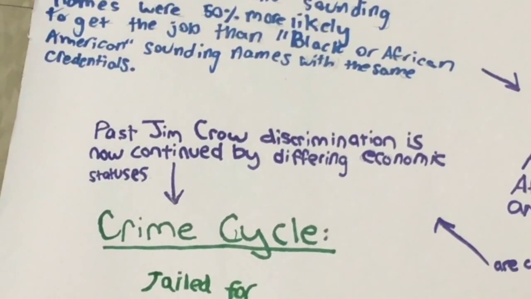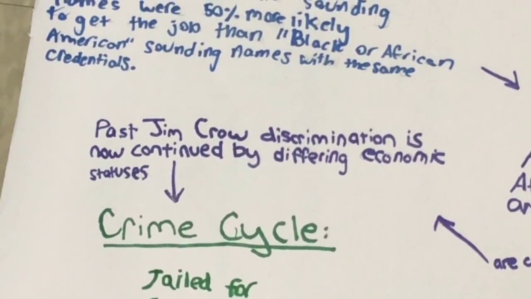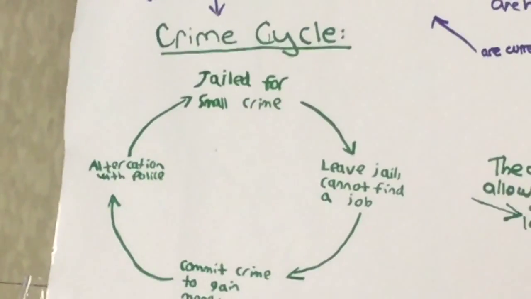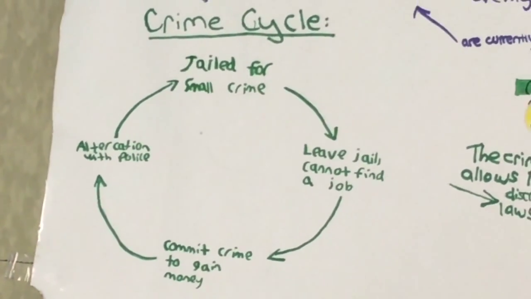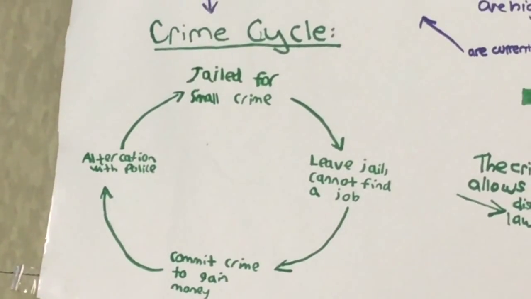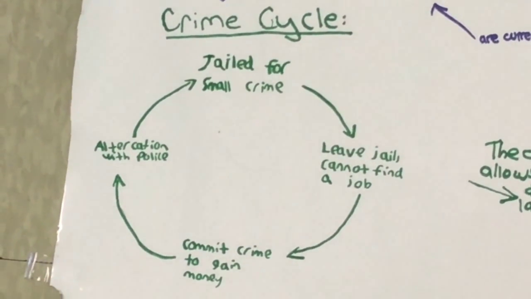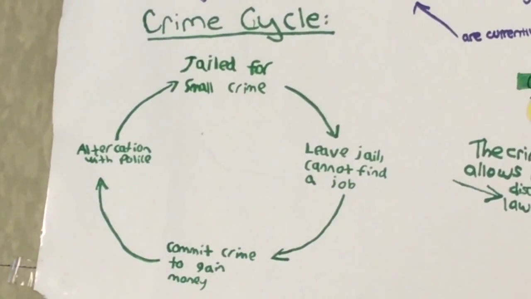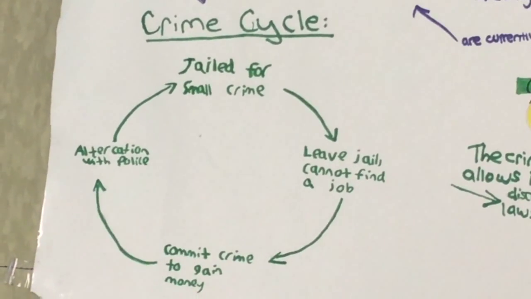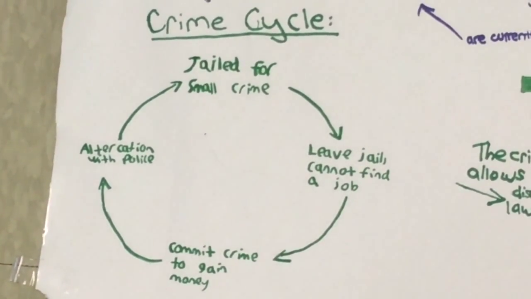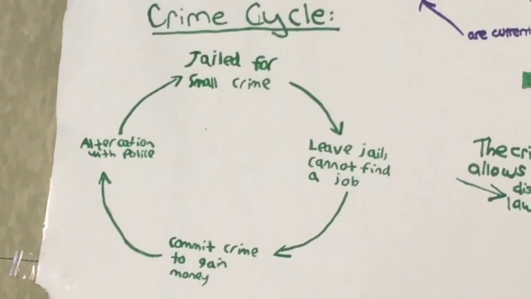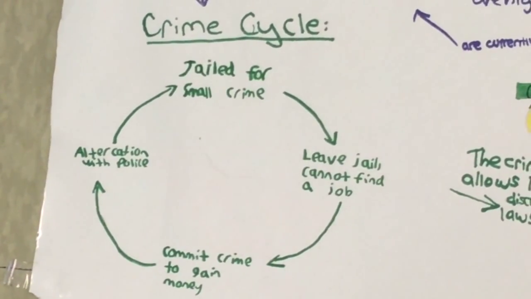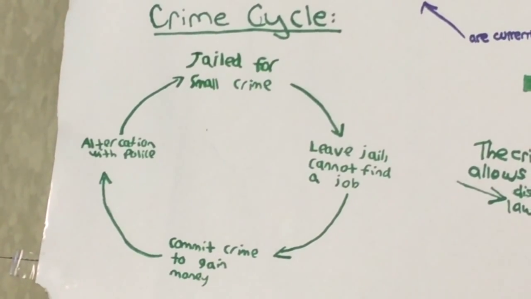Now, the thing that police discrimination, job discrimination, and differences in poverty levels all come together to create is the crime cycle. This crime cycle perpetuates in a person being jailed for a small crime, leaving jail, but because of that little box they have to check on a job application saying, yes, I have committed a felony, they cannot find a job. So they need money, so they commit a crime to get money. But then they have an altercation with the police. They're then jailed again, released from jail, and the cycle continues.